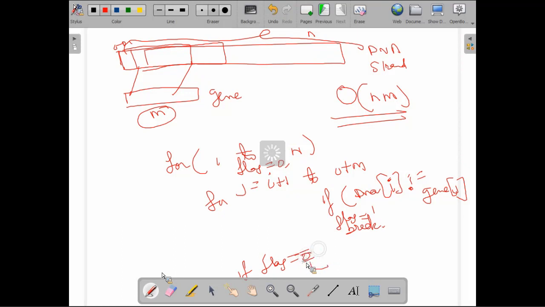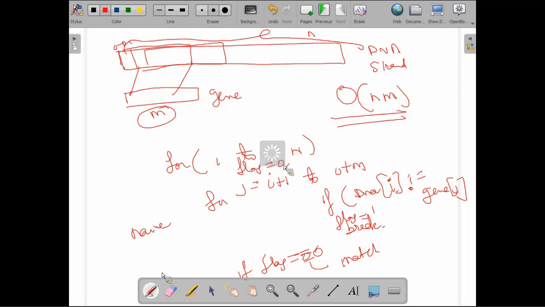Then i equals 0, then match. Anyway, you know what I am trying to do. I am going through each position of i, and with each position I am comparing this gene. So this is what is called a naive algorithm. I am sure you can write a naive algorithm, right? Does this make sense to you?